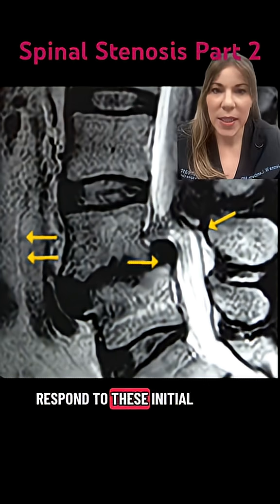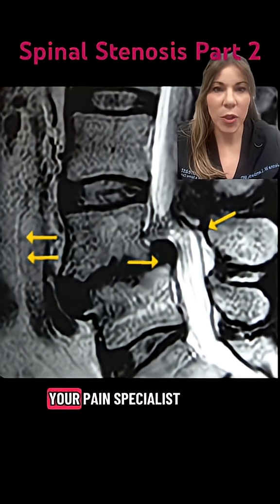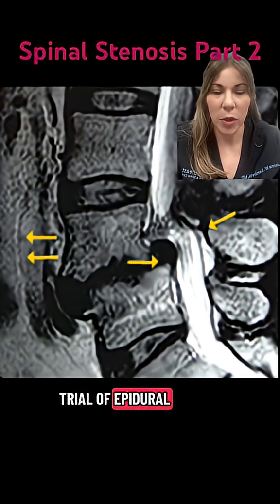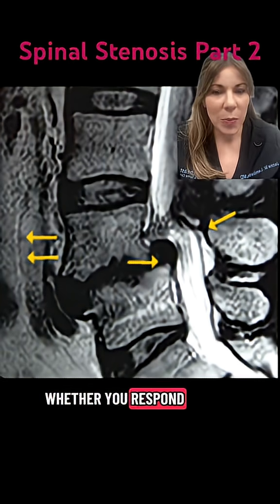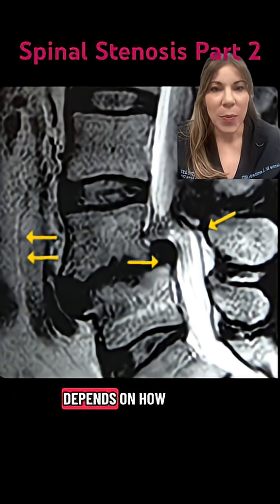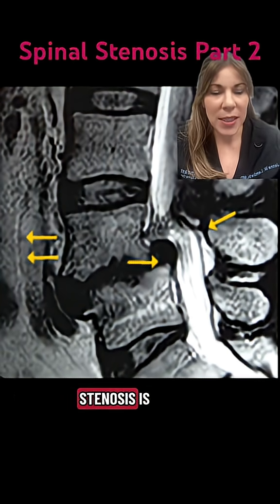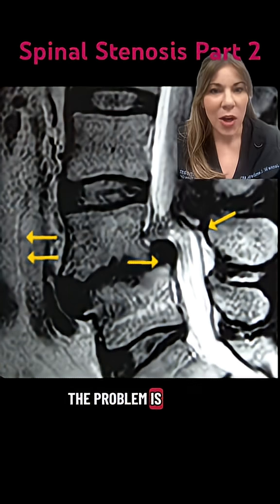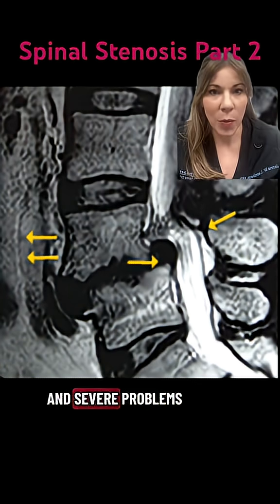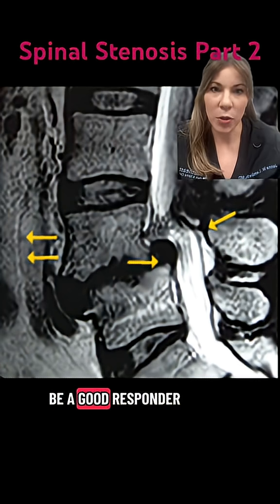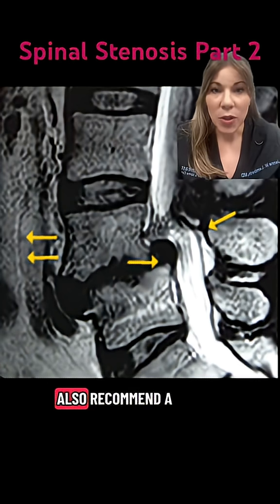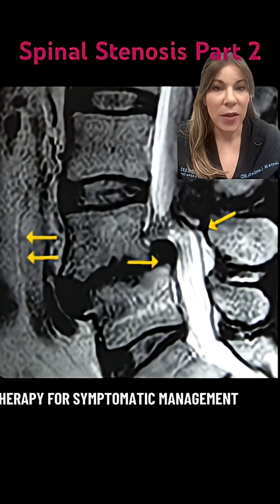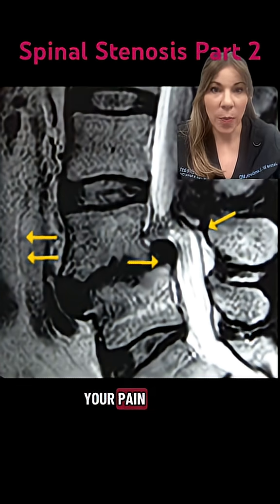If you don't respond to these initial conservative therapies, your pain specialist may recommend a trial of epidural steroid injections. Whether you respond to epidural steroid injections depends on how severe the spinal stenosis is and how chronic the problem is. For more chronic and severe problems, it's less likely that you're going to be a good responder. They may also recommend a trial of opioid therapy for symptomatic management to help control your pain.